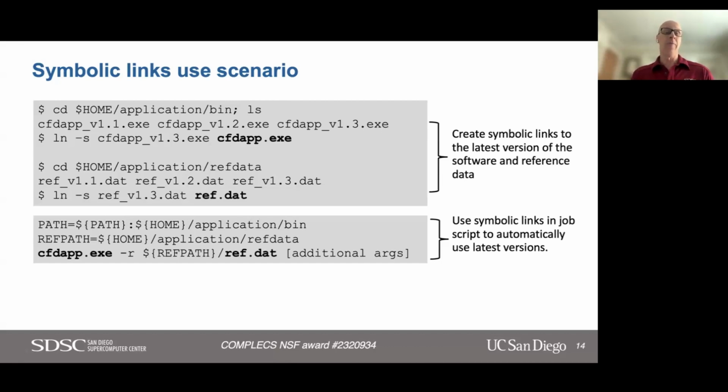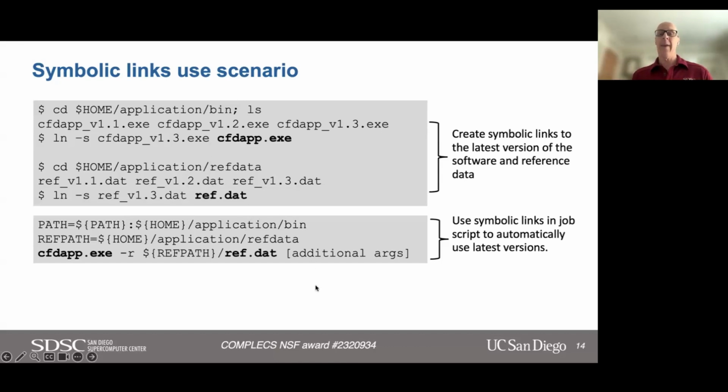Now, let's say we also have reference data that we need to work with, and we have multiple versions of reference data: version 1.1, 1.2, and 1.3. Here, again, I could do the same thing. I could create that symbolic link and have it point to a particular version of the data. And now, if I assume that I'm always going to be working with the latest version of the data, I could just go ahead and update that symbolic link.